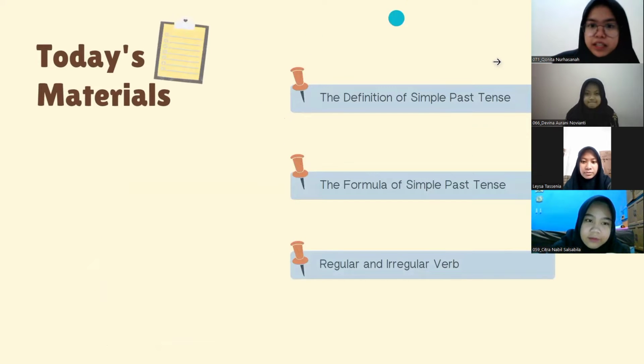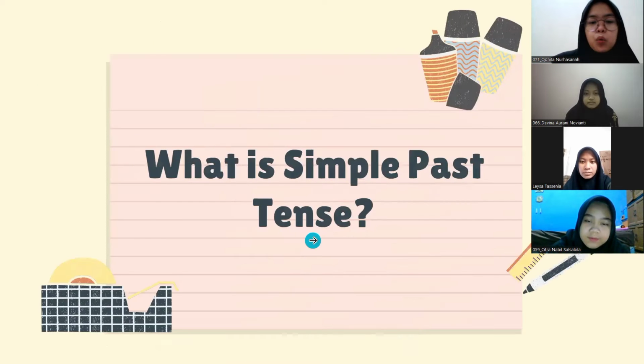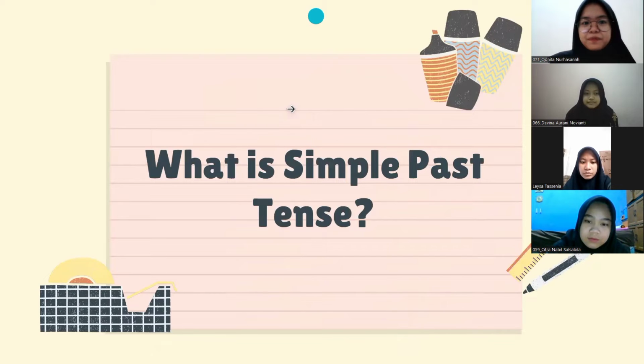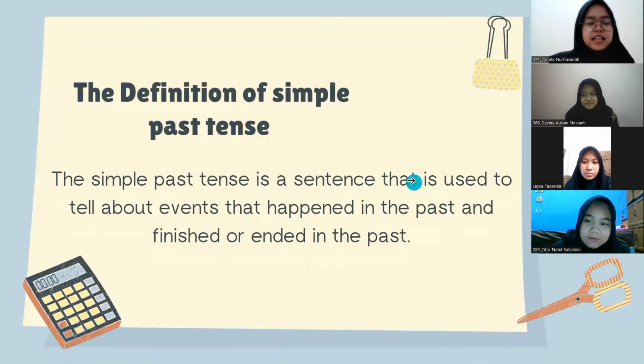So I will explain in a simple way about the definition of simple past tense, and then the formula of the simple past tense, and then the last is about regular and irregular verbs. So let's start with a question. What is simple past tense? Does anyone know about simple past tense? I think there's no one who wants to answer. Okay, so I think I will continue to the definition of simple past tense.